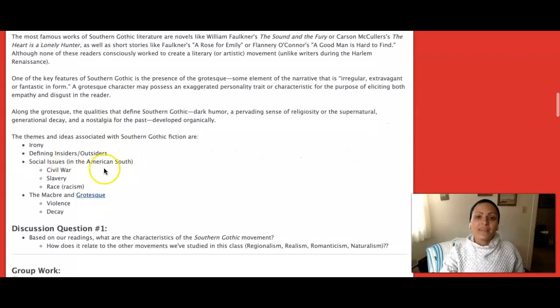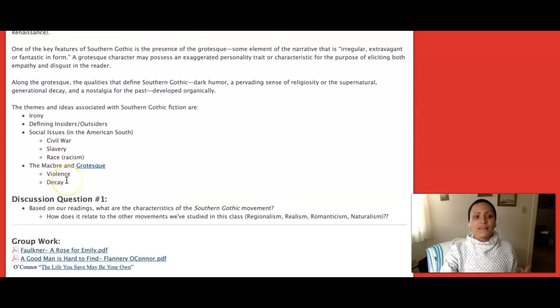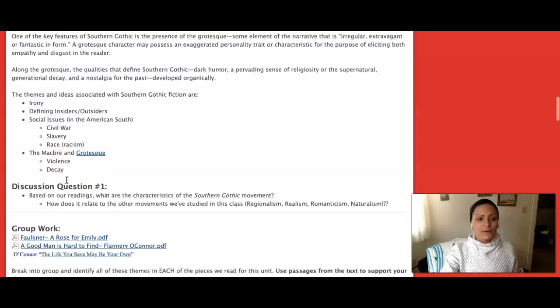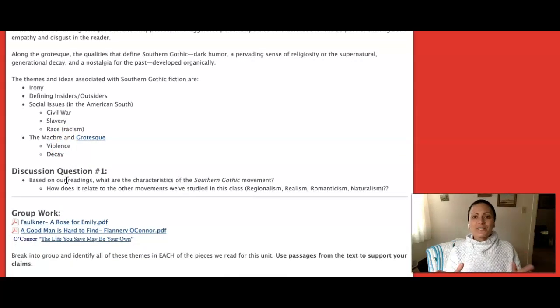Now, what are some themes that would identify these texts as specifically Southern Gothic rather than something else? The way they use irony, the way they're defining insiders and outsiders, the way social issues are sort of the source of the macabre and the Gothic rather than the supernatural. And then, of course, violence, decay, and the macabre. So, what you need to do for class today is come up with ways that you find these themes in the text that we read.